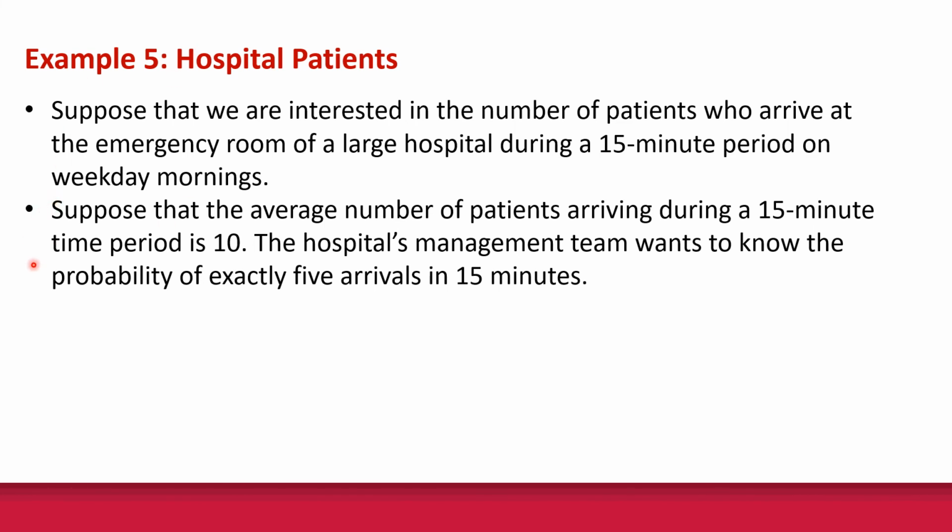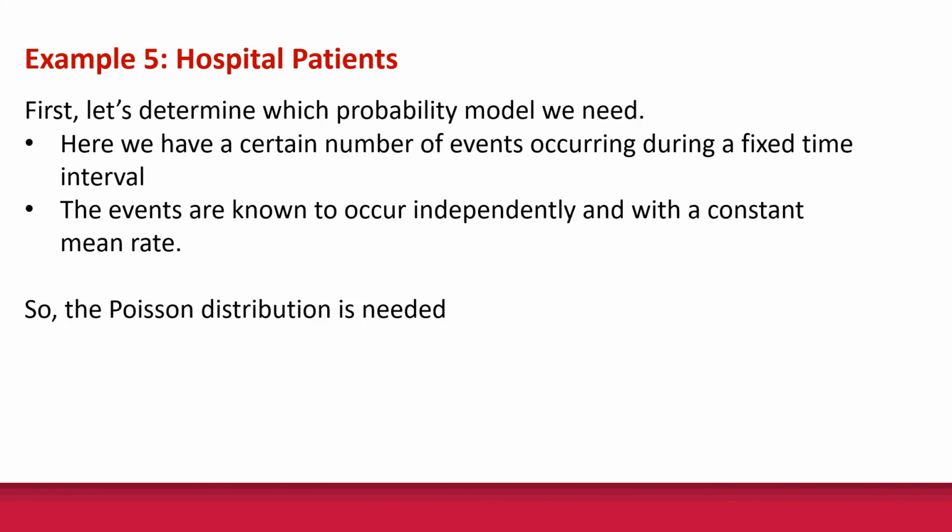So here you can see, in order to use all these distributions, you have to have some input data. Now we need to figure out which distribution to use. That's the hard part. First, let's summarize the data. Here we have a certain number of events occurring during a fixed time interval, and that's critical. These events are known to occur independently with a constant mean rate. In other words, one patient arriving does not depend on another patient arriving. Based on these conditions, the Poisson distribution is what is needed. Often that's what you have when you have a certain number of events during a fixed time interval.